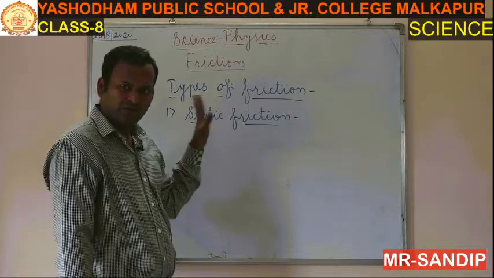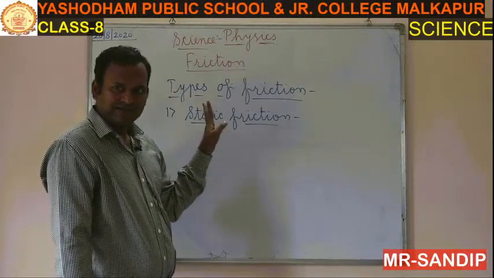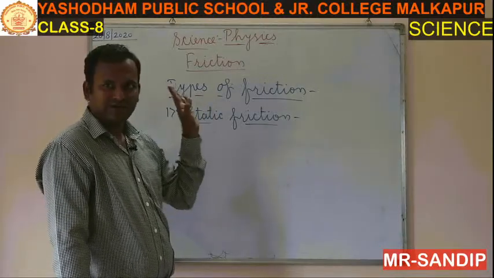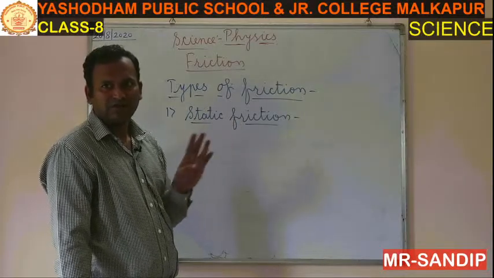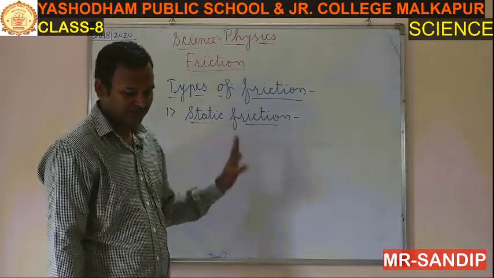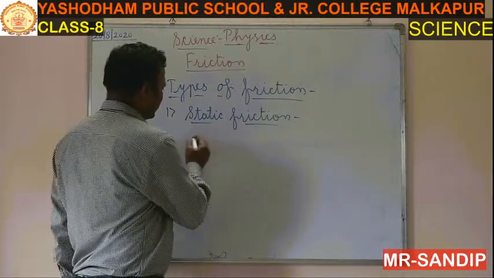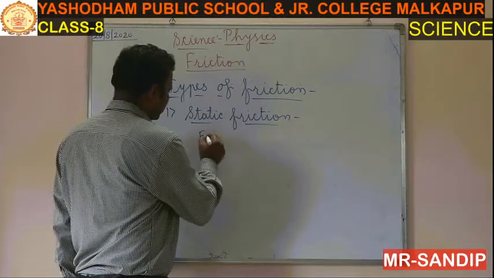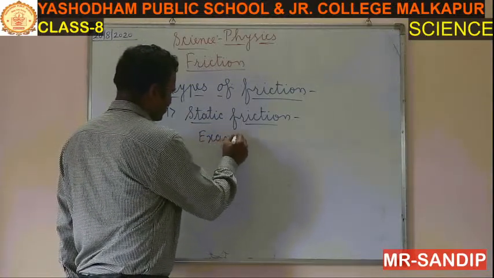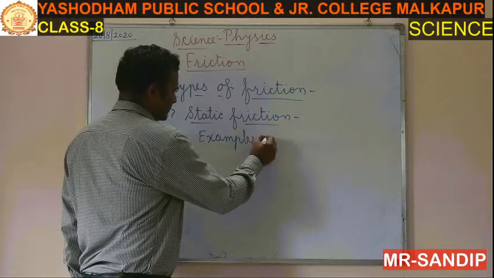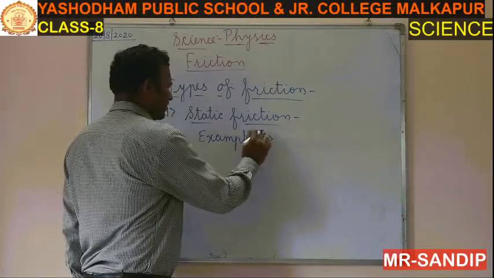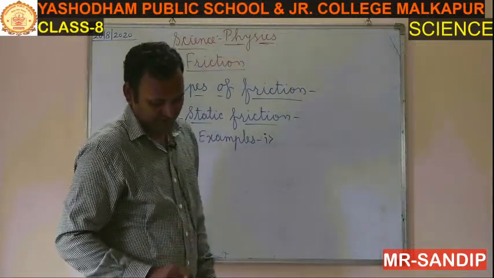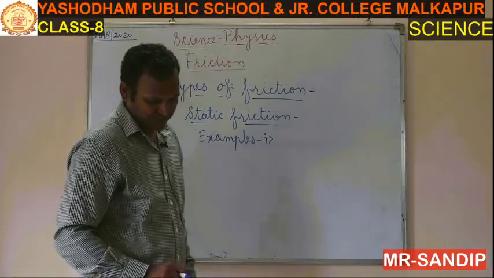Here you have to remember only that in static friction interlocking is very high, therefore it will not be overcome, meaning the body will not move at all. That time we are saying static friction. We will see a few examples for the static friction. First example here. You can write n number of examples for static friction.